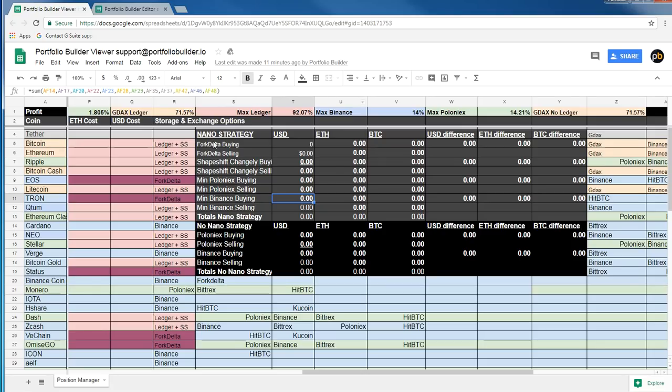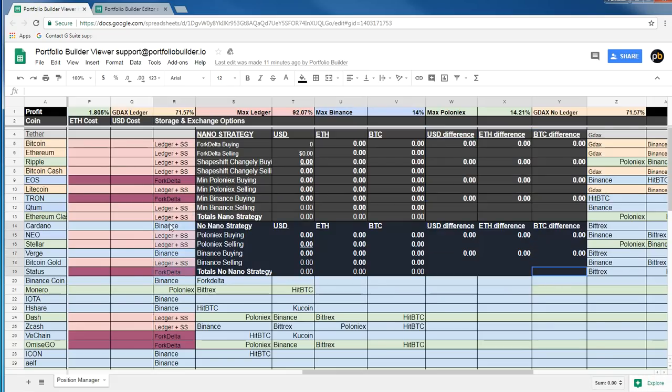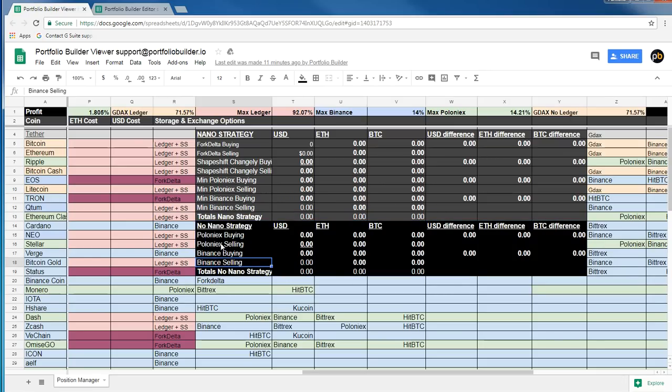So that's what this tool is all about, and it also figures it in Ethereum or Bitcoin. And then this is calculating the difference, so you know whether a total portfolio is negative or positive per exchange. And again, this is if you're not going to use Shapeshift or Fork Delta and you just want to use Binance Poloniex. And of course, most of your funds with this strategy would be sitting at GDAX.